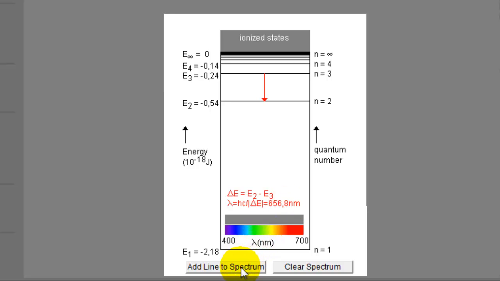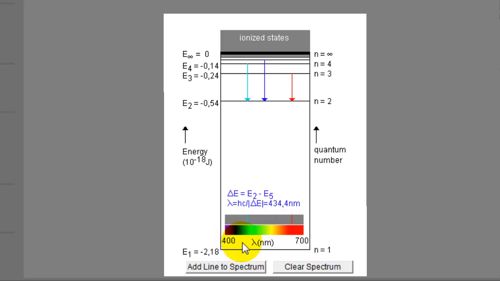Let's try another transition from the n equals 2 line to the n equals 4 line, and we have another energy difference from E2 to E4 that gives a shorter wavelength which is in the blue part of the spectrum, 486 nanometers, and we'll add that line to the spectrum. Let's try another line which goes from n equals 2 to n equals 5. Yes, from E2 to E5, that gives a line of 434. Well, this goes from 400, so that line is going to be there. So this is the third line.